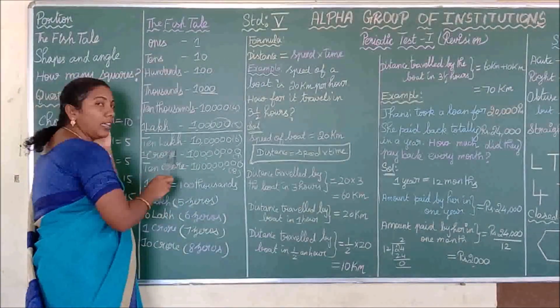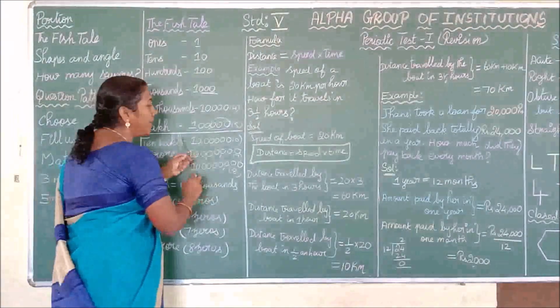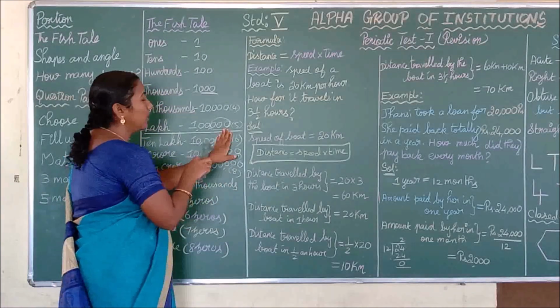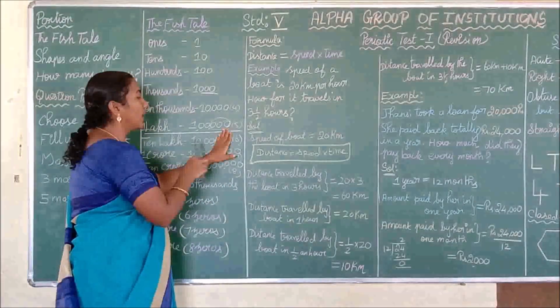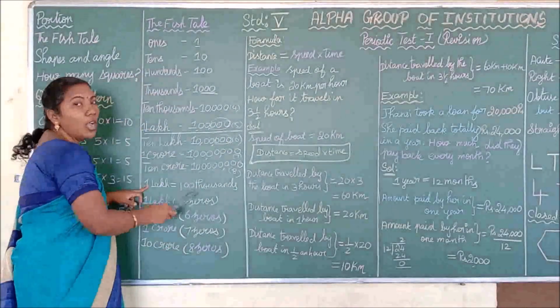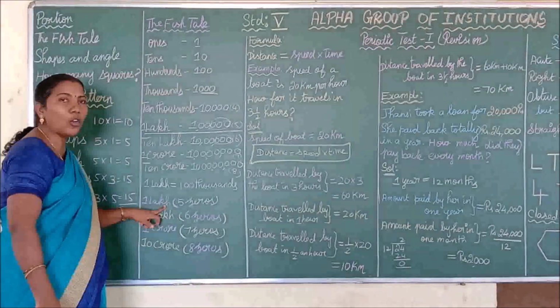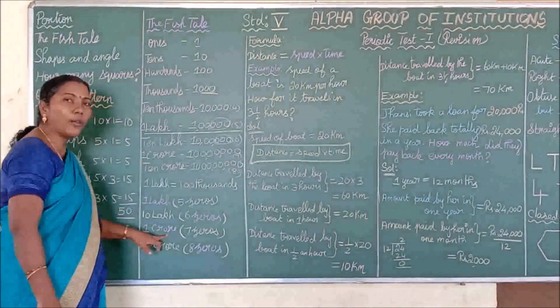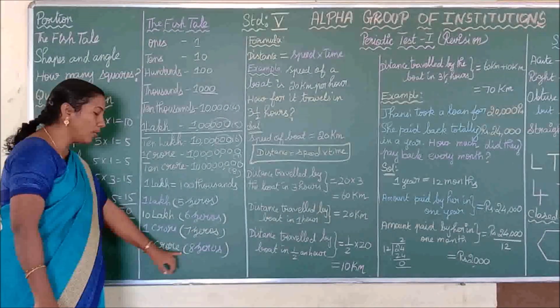Similarly, shall we write 10 lakh in thousands? 10 lakh equal to, round the 3 zeros and hide them. Remaining we have 1000. So 10 lakh contains 1000 thousands. Similarly, we have written here 1 lakh equal to 100 thousand. And 1 lakh contains how many zeros? 5 zeros. 10 lakh contains 6 zeros. 1 crore has 7 zeros. 10 crore has 8 zeros.